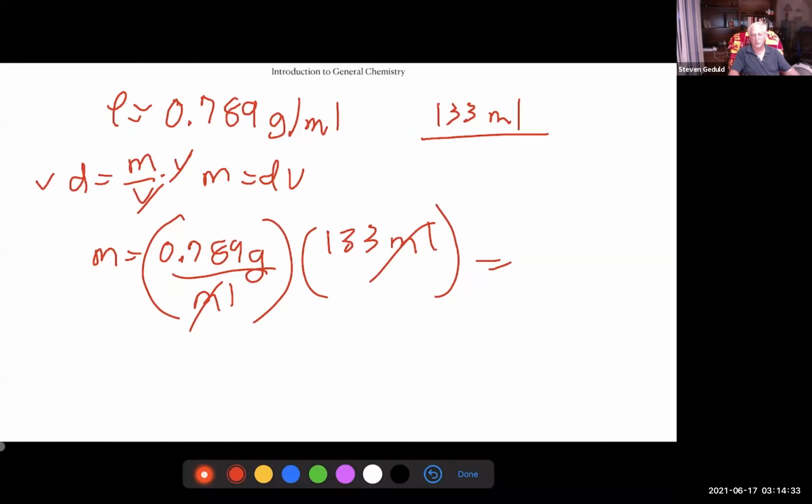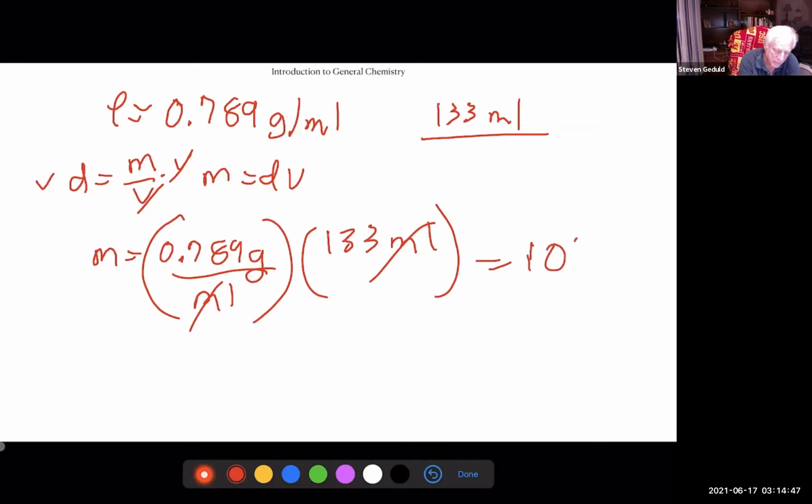0.789 times 133 equals 104.937, which comes out to 105 grams.